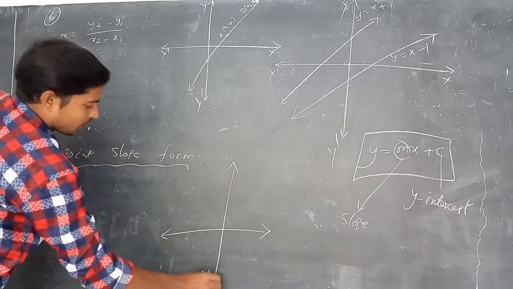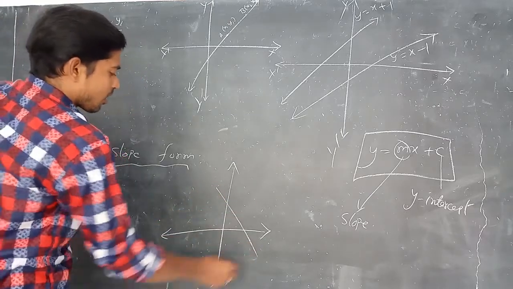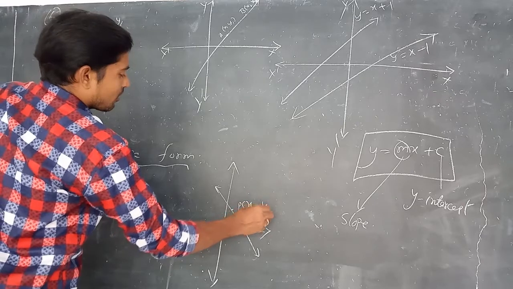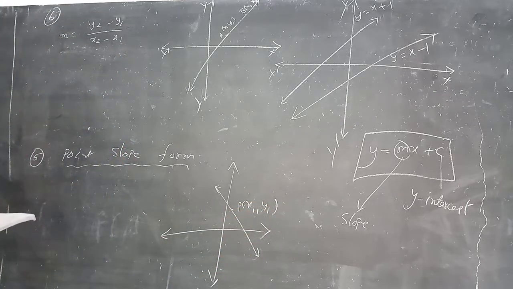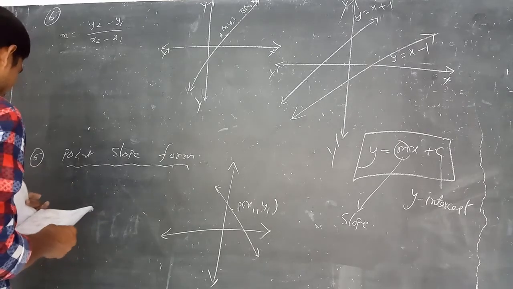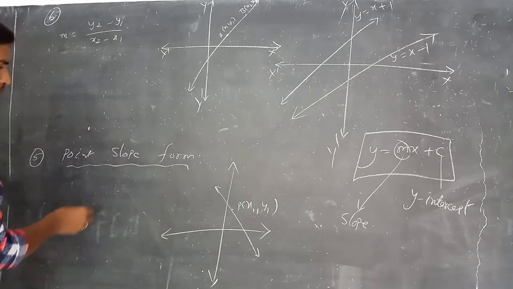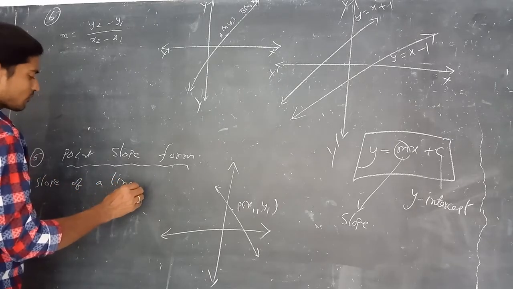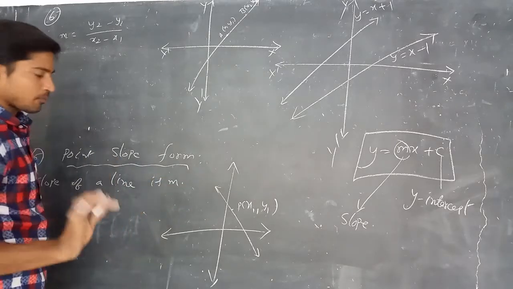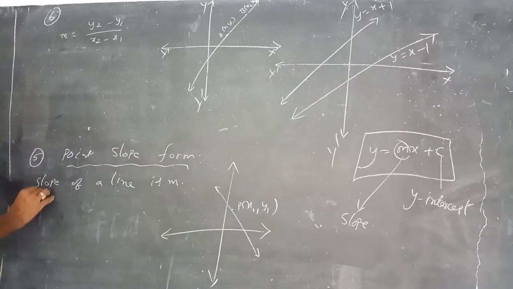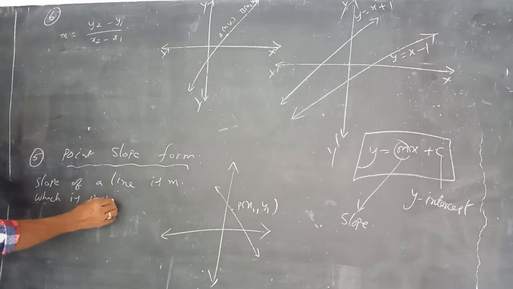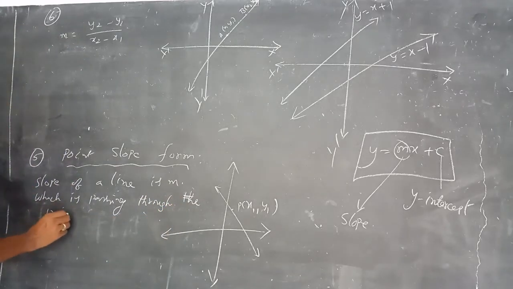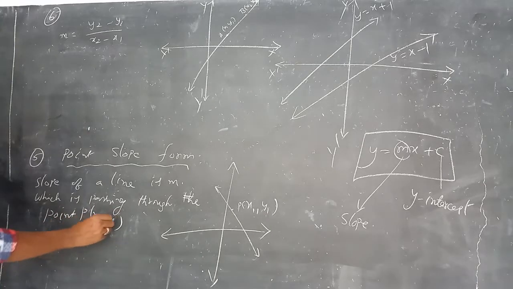Let us suppose a line which has a slope m and a point P (x1, y1). The slope of the line is m, and it is passing through the point P (x1, y1).